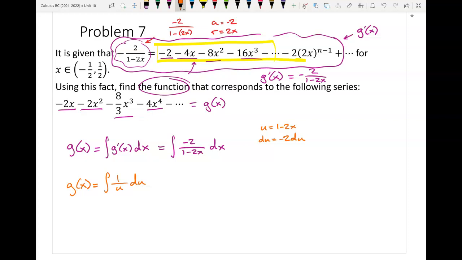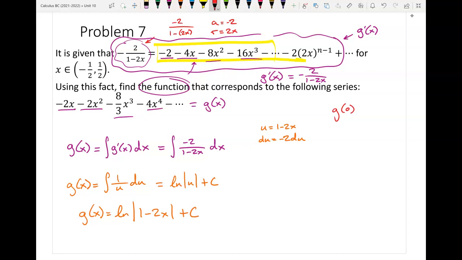And then that's equal to the natural log plus c. So g of x is equal to the natural log of 1 minus 2x plus c. Now we can go ahead and find out what that c is by thinking of, well, what is g at 0? What is g of 0?